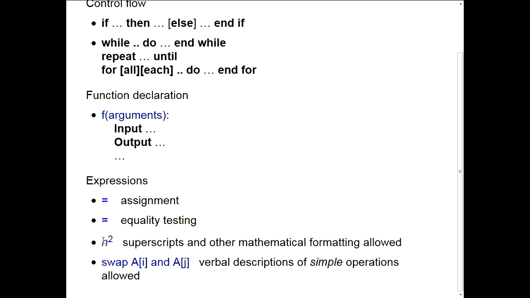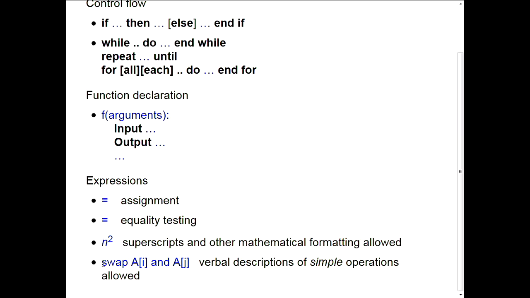What we can also use in pseudocode is superscripts and other mathematical formatting. It's not only allowed, it's actually really encouraged, because it's so much easier to read a mathematical, nice, compact description in a loop or in a statement rather than the actual C syntax that might be much more complicated.